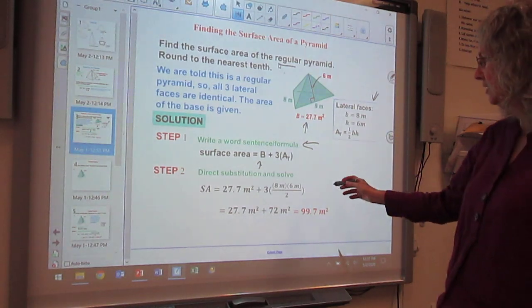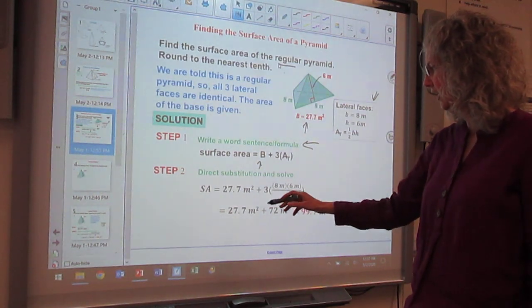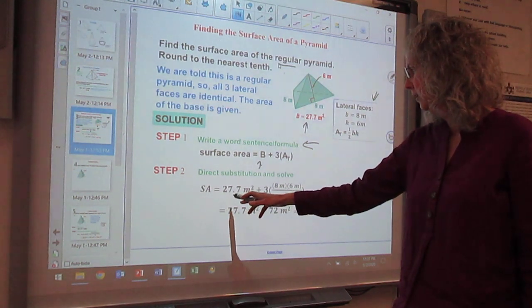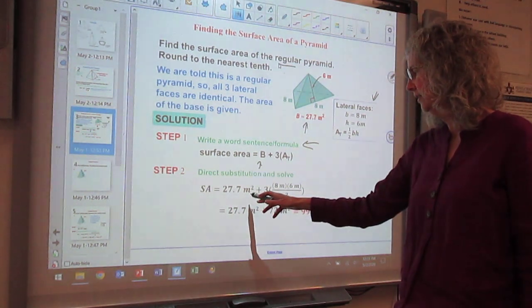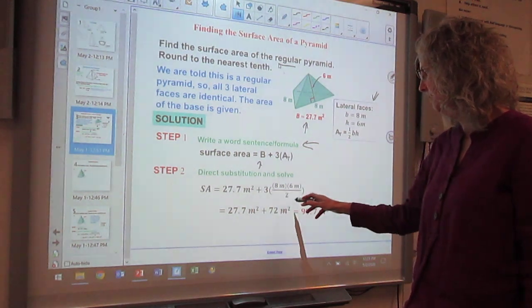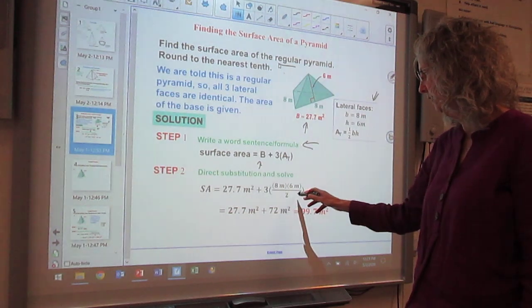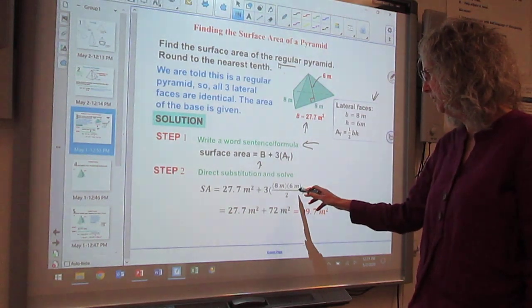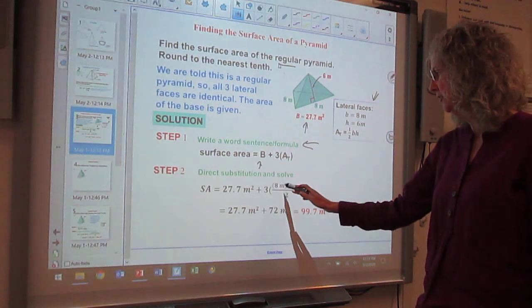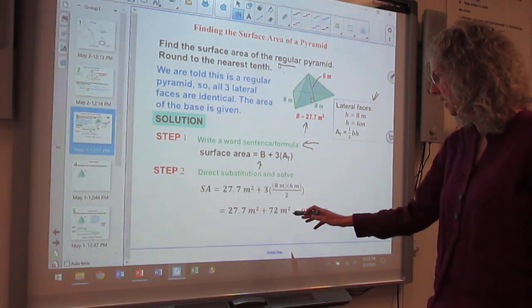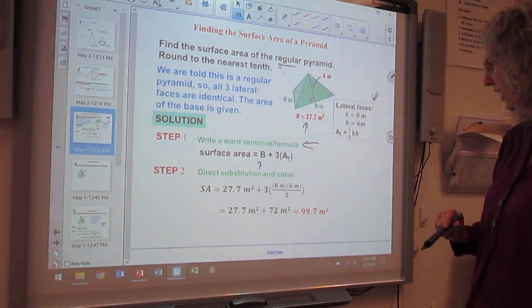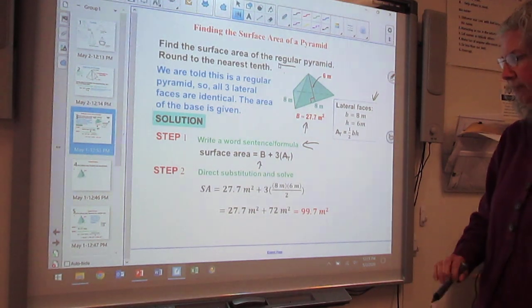We plug in those numbers and let's take a look at these units. Here we have what we're given as the area of the base. We have 3 times the area of the lateral face, which is 8 meters times 6 meters over 2, 1/2 the base times the height. Notice that meters and meters will give us meters squared, and we will end up with meters squared plus meters squared. We can only add like things, and there's our answer.